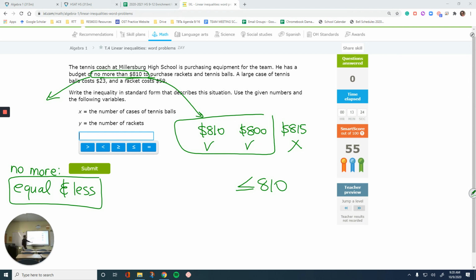What is it? A large case of tennis balls costs $23. Look for the keywords in here. Tennis balls is X and they cost $23. So I have 23X, right? And then racket costs $59. So this one here, for each one of them, we want to spend $59. So 59Y plus 23X cannot be more than $810. It could be less or equal to. Oops, that's not Y. Oh, that's not X. It should be Y. Right here, 59.